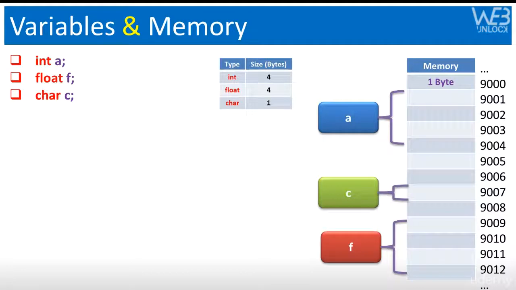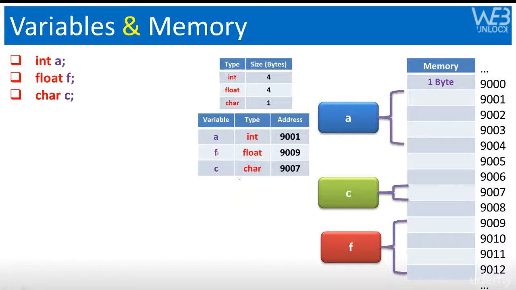So assuming the three variables we have, I'm just assuming a compiler might place them in memory something like this. The A variable is going to take up 4 bytes because it's an integer. So let's assume it's from 9001 to 9004. C as a character takes up 1 byte, so let's assume it's at 9007. And finally, the float is another 4 bytes, a floating point number starting at 9009. So somehow the compiler will keep track of the fact that there are three variables, their types, and their memory locations.